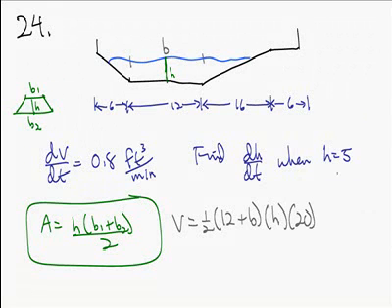There's our formula for V. But now the problem is we need to get B in terms of h. So what we're going to do is call this little section here x, and let's call this little section here y. All right, now what's the relationship between h and x?